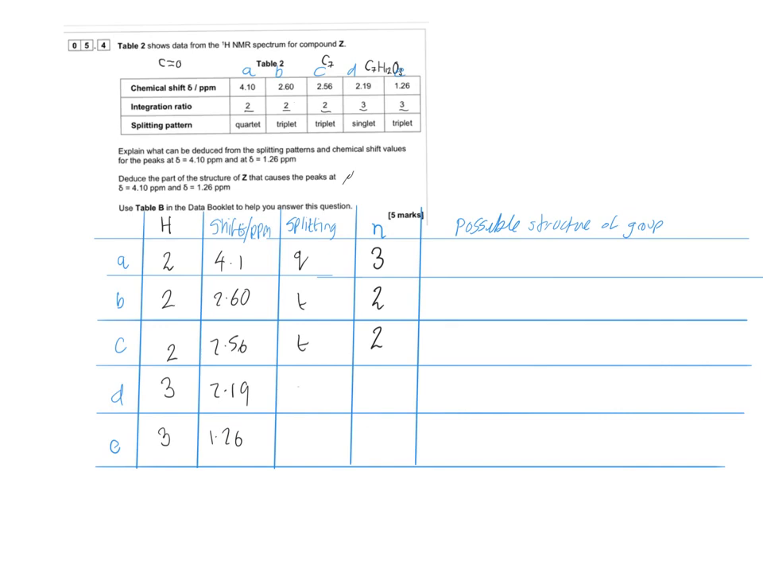The splitting pattern here is a singlet, so there are no nearest neighbours. And the splitting pattern here is a triplet again, so there are 2 nearest neighbours. Immediately you can see that because there is a triplet and a quartet, that tells us that there is definitely in your molecule a CH3 joined to a CH2. There is definitely an ethyl group.